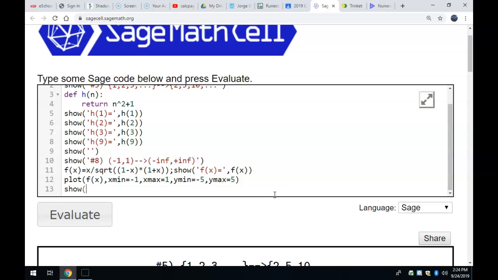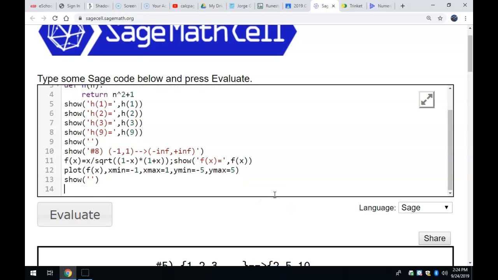All right, show blank line. Show number 9. All right, what's number 9 about? Oh, compositions. Okay. They said, what if f of x is 2x plus 1? So let f of x... All right, okay, this is what they want.